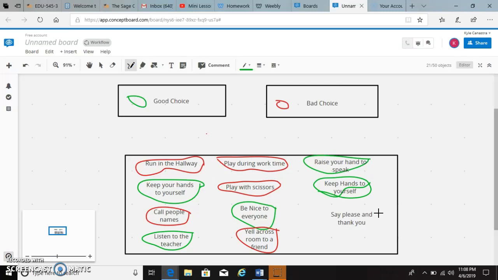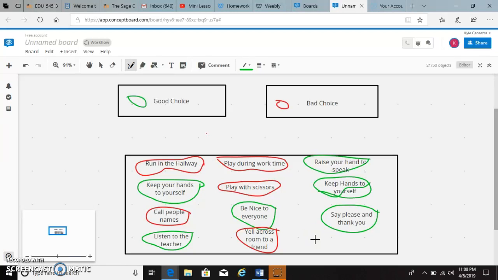How about saying please and thank you? Right. Good. Using your manners and showing that you're truly thankful, and that when you say please, you're showing that you're being very positive. So that's good. Showing the good manners. So these are just a few of the good things and the bad things, the good choices and bad choices that we make on a daily basis.